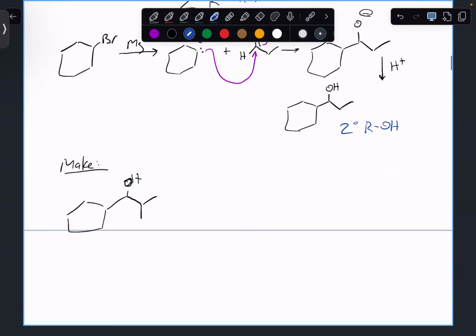Have a look at this problem. What if I asked you to make that? Could you do that? By the way, any Grignard reaction can be done in minimum two different ways. There are two possibilities of how to synthesize this compound.